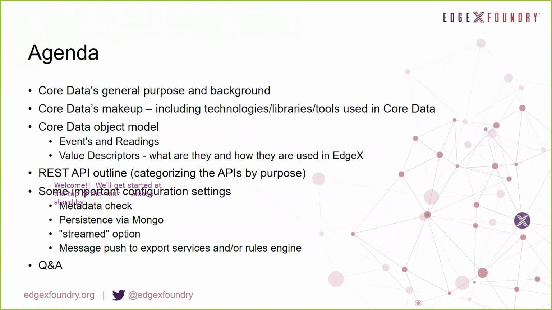We're going to look at, importantly, the data model or the object model around core data. What are these things called event and readings, and what is a value descriptor? Three key ingredients that make up a lot of EdgeX, not just core data, but they stem out of core data. We'll look at the REST API around core data. So if you want to invoke something in core data, what does that look like? How does that operate? And in particular, we'll give you the categories of the APIs out there, because it's a pretty thick API set.